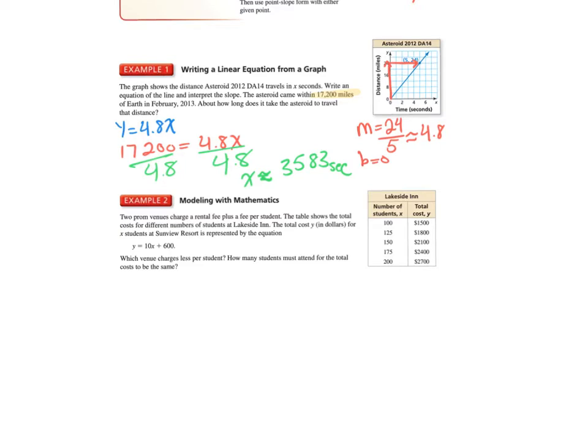Example 2, modeling with mathematics. We have 2 prom venues that charge a rental fee and a cost per student. The table shows the total cost for different numbers of students at Lakeside Inn. The total cost in y dollars for x students at Sunview Resort is represented by the equation y equals 10x plus 600. They want to know which venue charges less per student. They also want to know how many students must attend for the total cost to be the same.